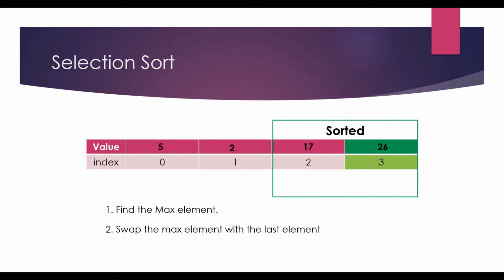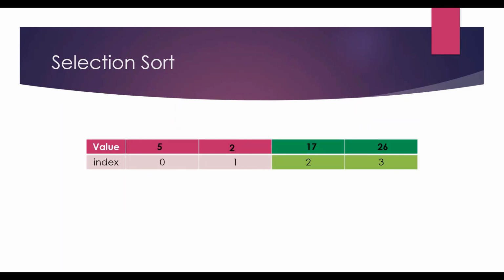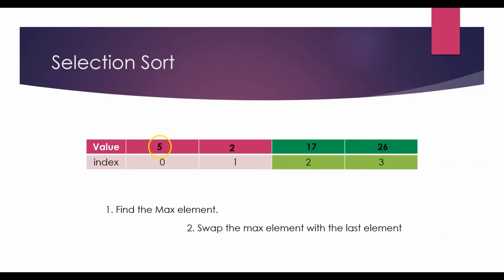Since we have that now as sorted, so this part of the array is sorted, 17 and then 26 are in their correct locations in the sorted array, and this part is now unsorted, and that's where we will be repeating the first two steps again on this part. So 17, 26 are in their correct positions. We only need to worry about this part, which is the unsorted part. We try to find the maximum element in this part, which is the value 5 at location 0. We want to swap that element with the last element in this unsorted part of the array, which is at location 1.